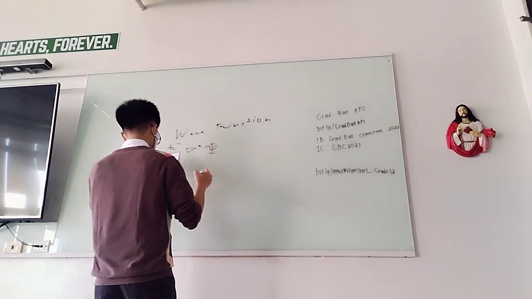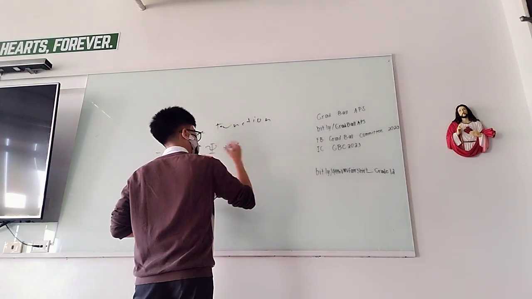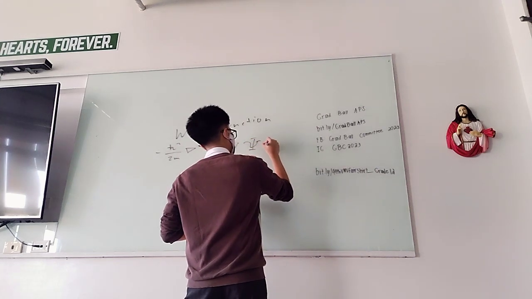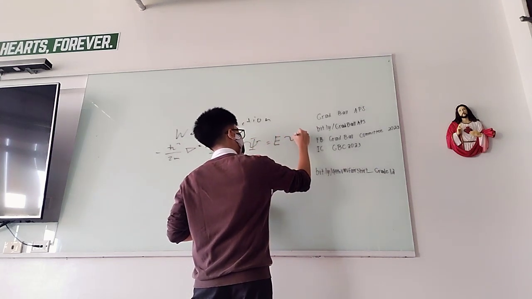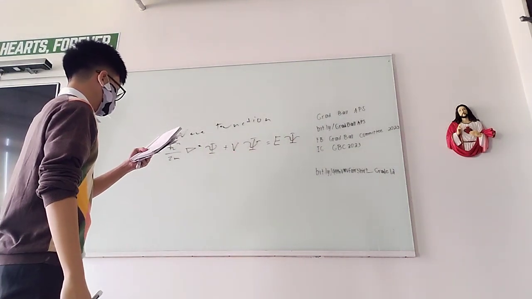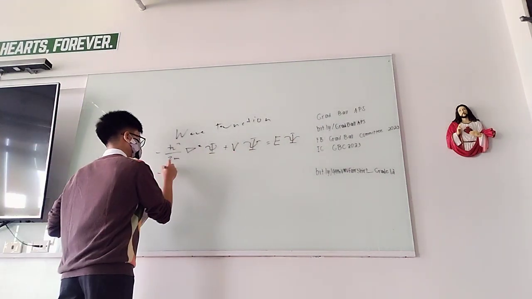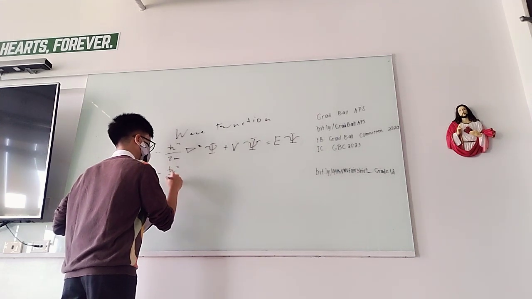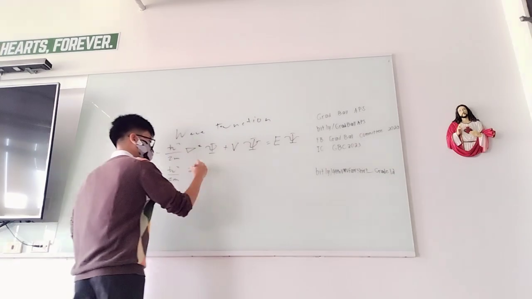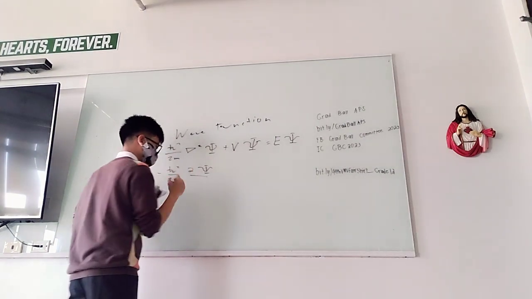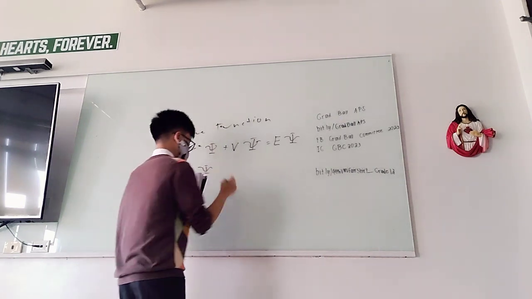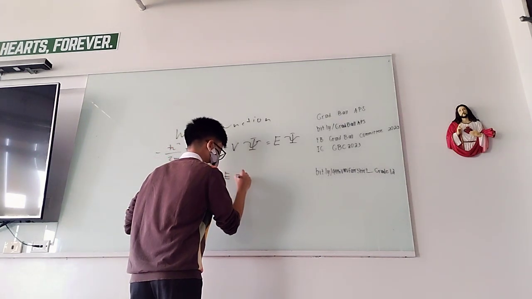So our wave function, plus some weight function applied on our wave function, is equal to the energy times the wave function. Or if we reduce it, it is just minus h bar squared over 2m times the derivative of our wave function with respect to t, equal to E times the wave function.